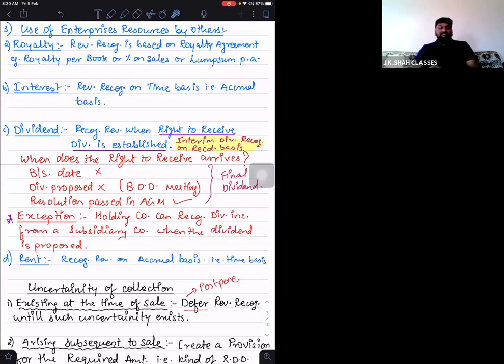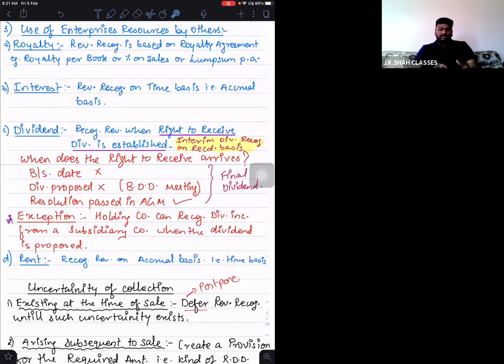In case of copyright, is it royalty per book, or royalty as a percentage on sales, or a lump sum per annum? Some people say, I will take the rights of publishing your books for 3 years, and every year I'll pay you 5 lakh rupees. So every year 5 lakhs gets accrued, and you can recognize 5 lakh lump sum on a per annum basis. But sometimes it is a percentage on sales. So you have to wait for the entire sales of that enterprise. Whatever the sales of that enterprise, a particular percentage of that will be your revenue.